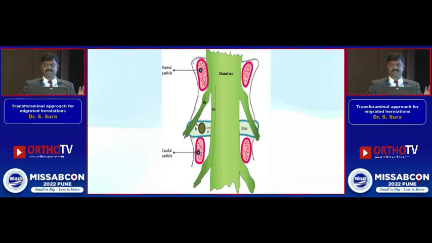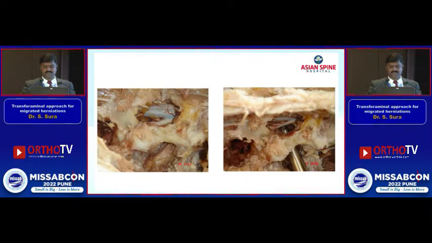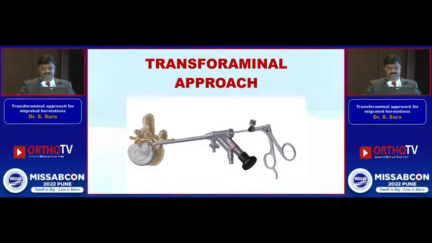The best part of the transforaminal approach for migrated fragments is decompression of the exiting root. That's where the interlaminar approach sometimes cannot. So this is the window you see with the interlaminar approach. With the transforaminal approach, this shows the window where the transforaminal cannula reaches. This cadaveric dissection is done just to show what transforaminal approach can be done without violating the facet.